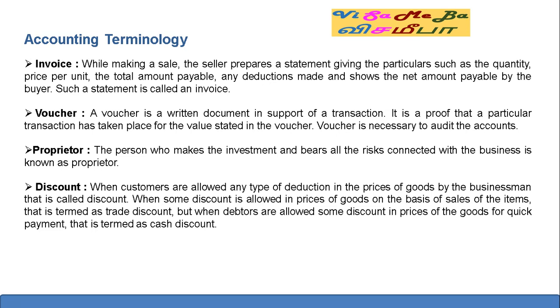Invoice. While making a sale, the seller prepares a statement giving the particulars such as the quantity, price per unit, the total amount payable, any deductions made, and showing the net amount payable by the buyer. Such a statement is called an invoice.